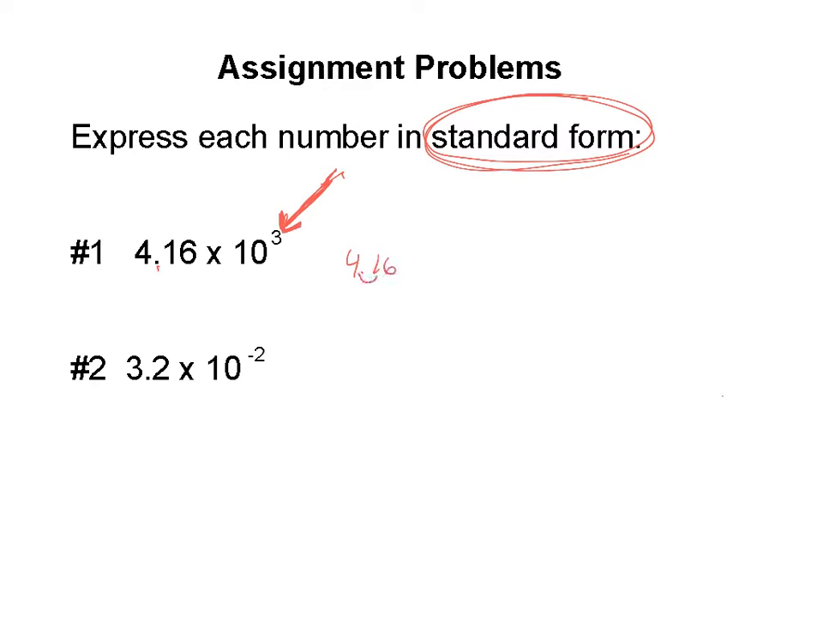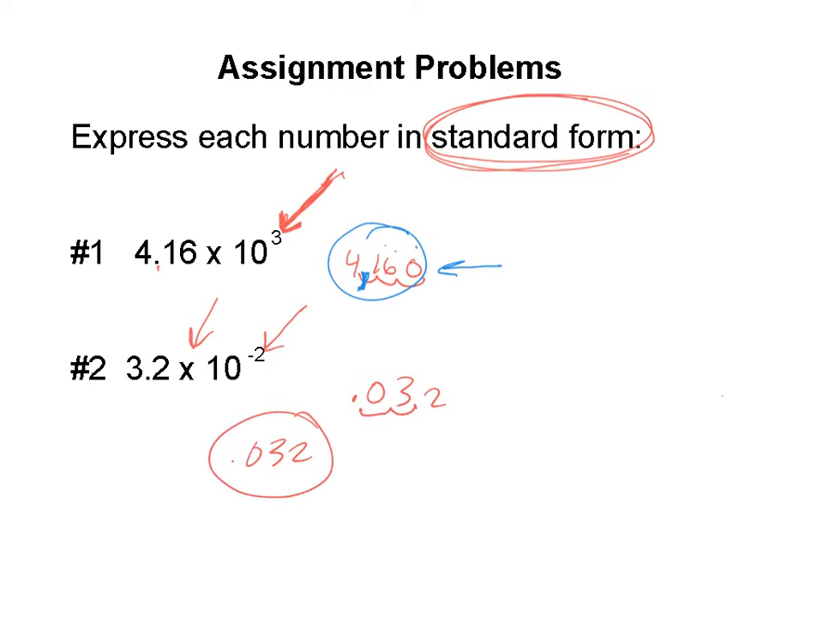Here's where it used to be. 1, 2, 3. Add an extra 0. Don't forget to come back and put your commas. Always start from the right and count 1, 2, 3, comma, right? So this becomes 4,160. Let's write this one in standard form right here. 3.2. Now we should move the decimal 2 to the left this time because it's a negative number. 1, 2. And move your decimal there. And so this final answer becomes 0.032.